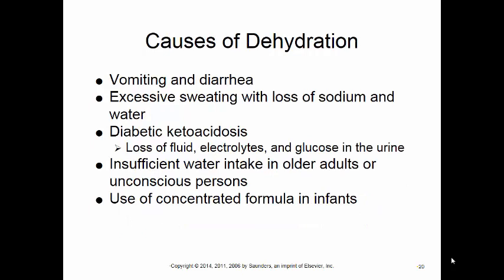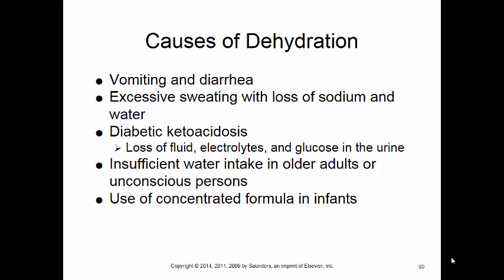So some causes of dehydration: vomiting, diarrhea, like we just said, excessive sweating due to overexertion, and this will also cause a loss of sodium, so sodium is lost at the same time as water. Diabetic ketoacidosis, where fluid is lost through the urine through diabetes, where there is excessive urination, and the fluid, electrolytes, and glucose pull the water out through the urine, so we have more urination.